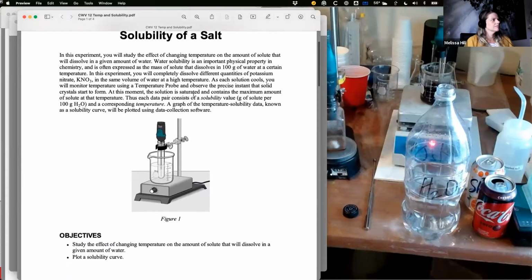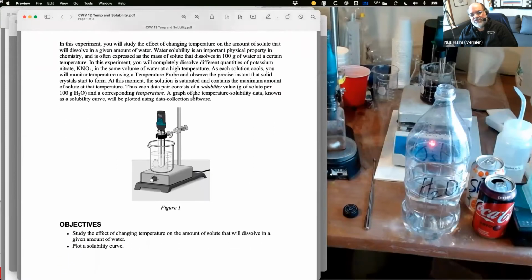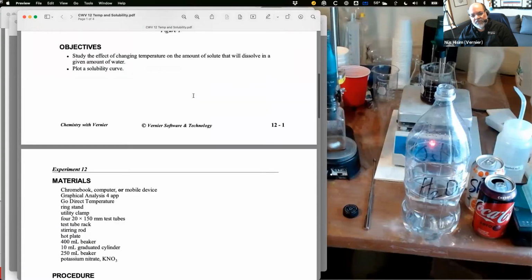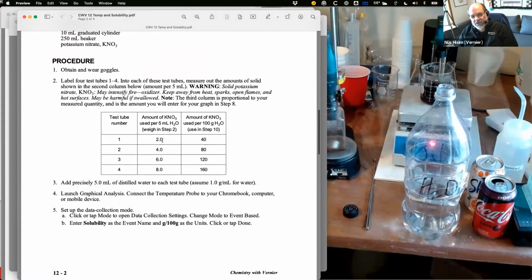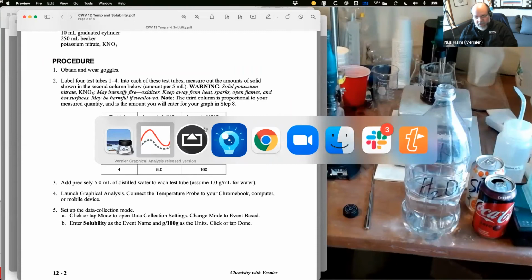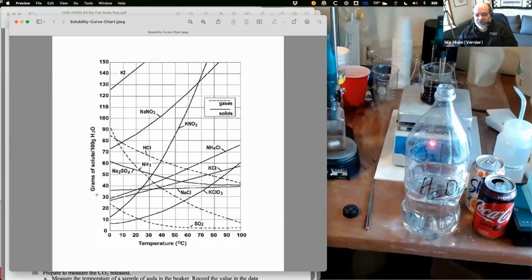But basically what the students do in this one is they set up 4 test tubes with different amounts of solute. Okay, so they measure the amount of solute, which corresponds to, they're going to put 5 milliliters of water in each test tube, and then they're going to multiply that out to get the amount it would be in 100 grams of water, which is the common way that solubility is represented, right? We commonly represent solubility as grams of solute per 100 grams of water. We'll talk about that for this lab here in a bit.